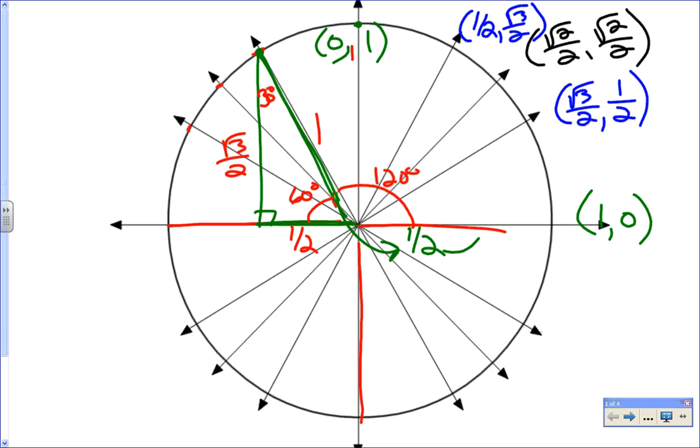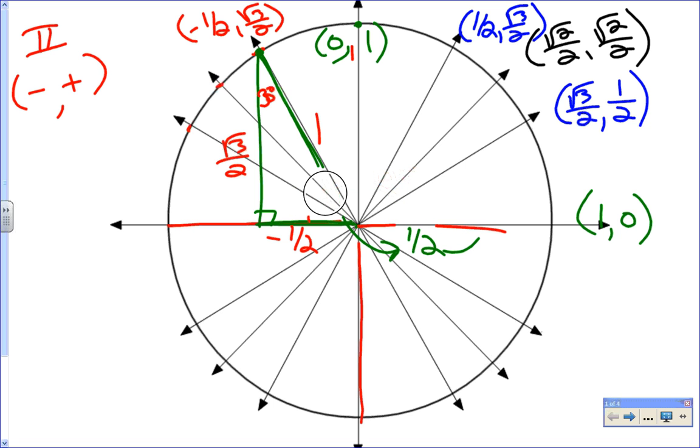It is negative 1/2 because we went to the left of the origin. Because this is quadrant 2, and in quadrant 2, x values are negative, y values are positive. So this one here, negative 1/2, positive square root of 3 over 2. So just take a wild guess what one value we're going to write for the next one, we're just going to write it twice. Okay? But again, it's important to know why.